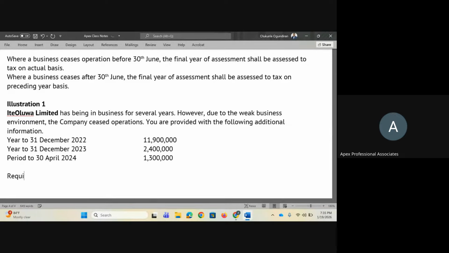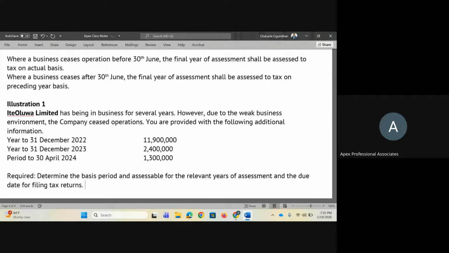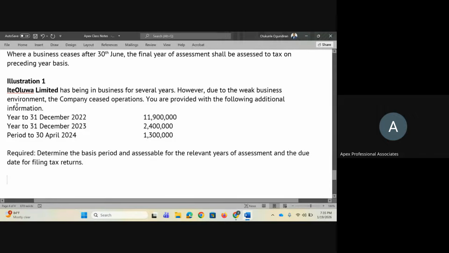Required: determine the basis period and assessable profit for the relevant year of assessment and the due date for filing tax returns. Right. Solution. Let's go ahead.